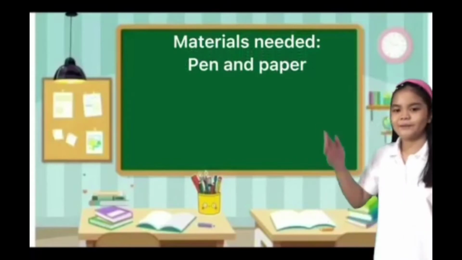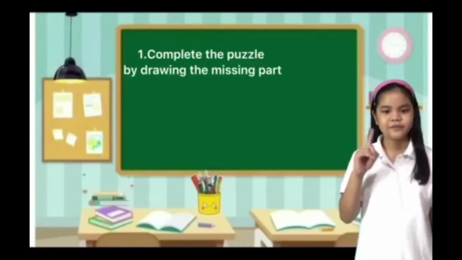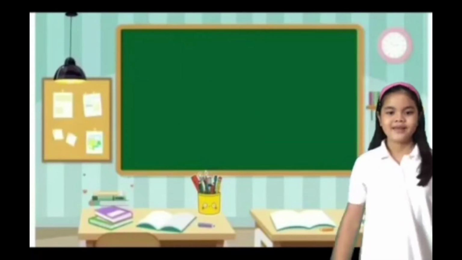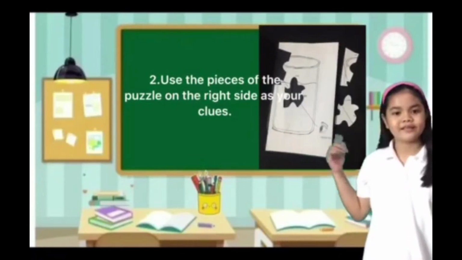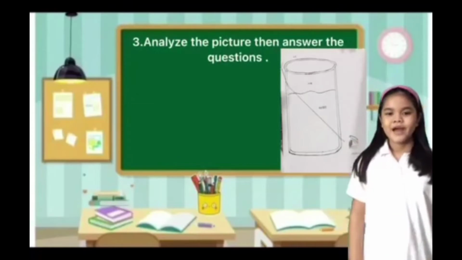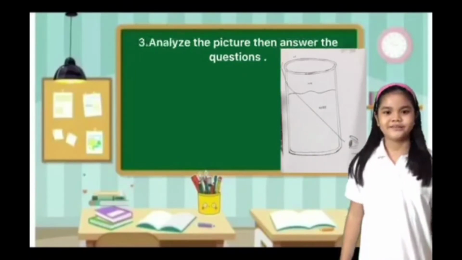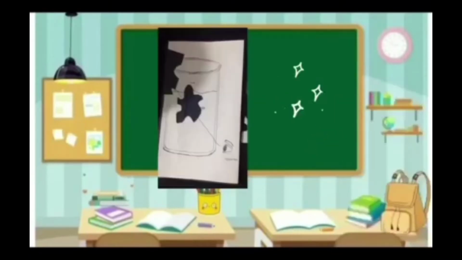Activity 3. Materials needed: pen and paper. Procedure. First, complete the puzzle by drawing the missing part. Second, use the pieces of the puzzle on the right side as your clues. Third, analyze the picture, then answer the questions. Watch this video as your guide.